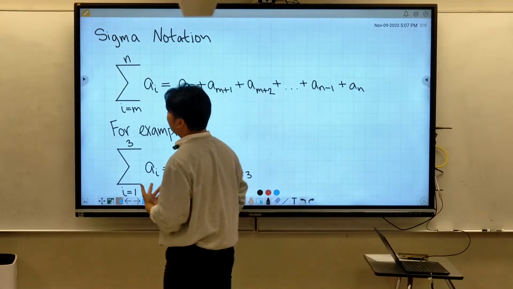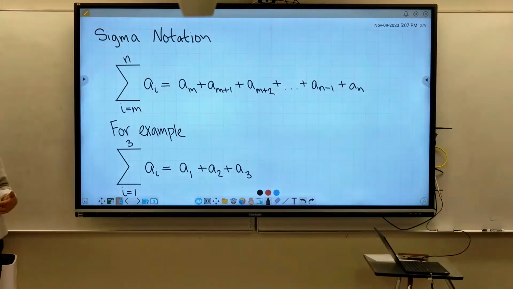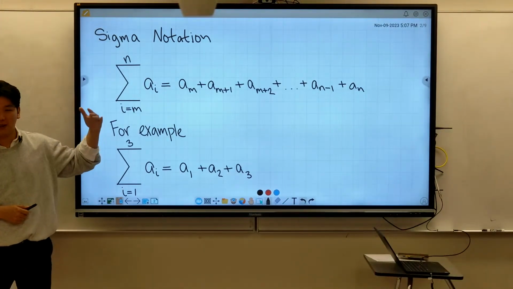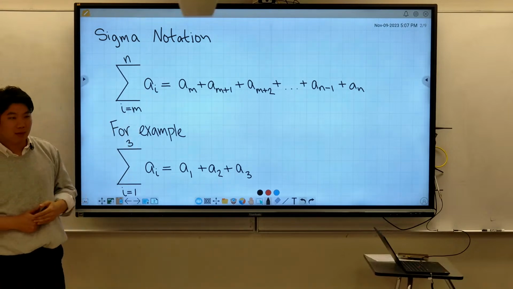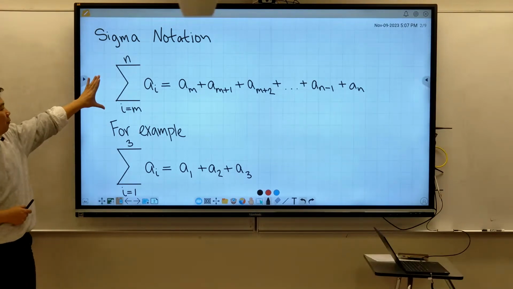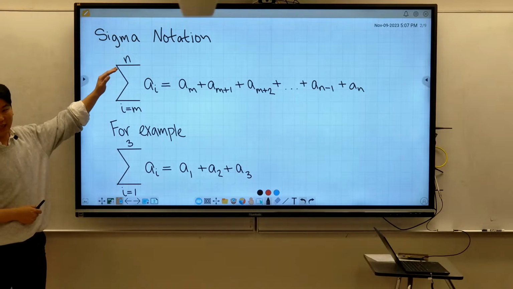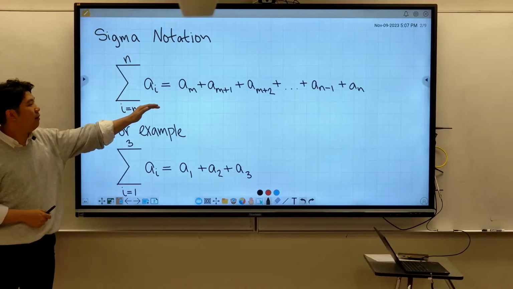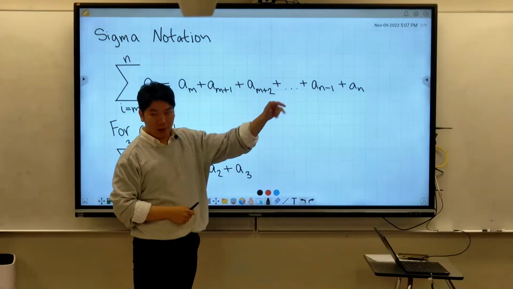What does sigma notation mean in math? A sigma represents a summation. That is, I'm adding a group of things. So what does this notation mean? The way I would read the top one is the summation from i equals m to n of a sub i. This is going to be a_m plus a_(m+1) plus a_(m+2) plus so on and so on.